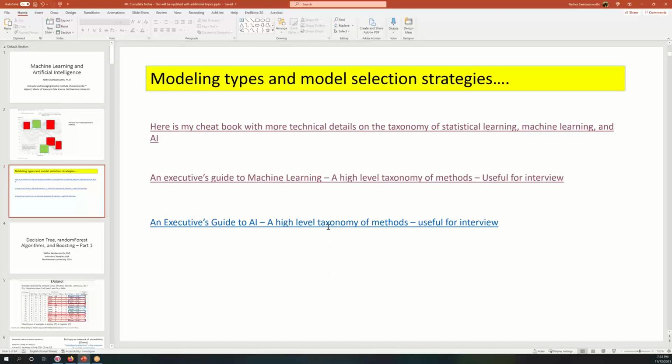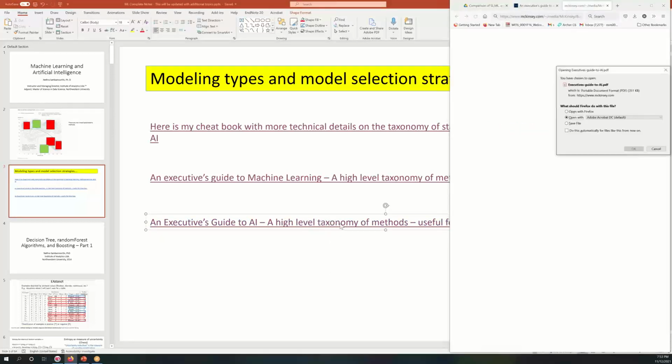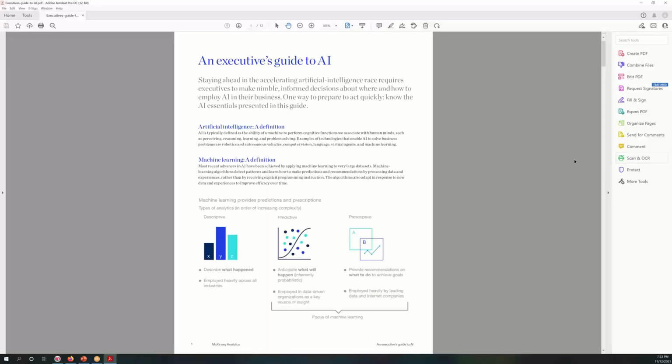Now, here is another one I want you to take a look at. This is also from McKinsey. I like McKinsey people. Okay, I think this is McKinsey. Wait a minute.